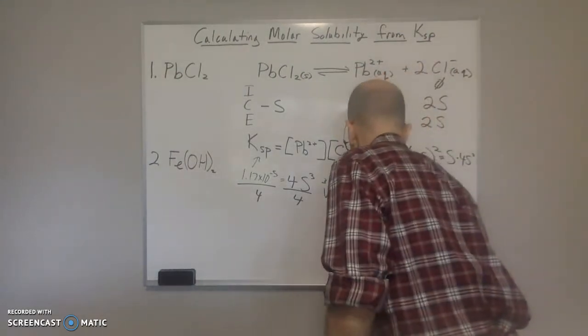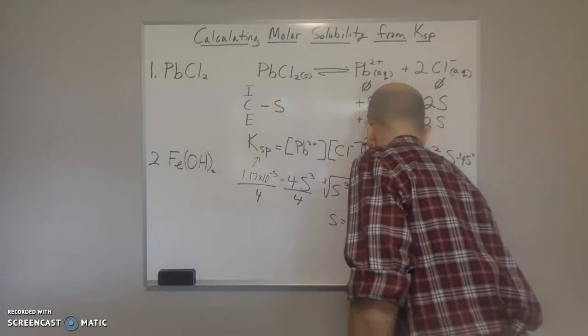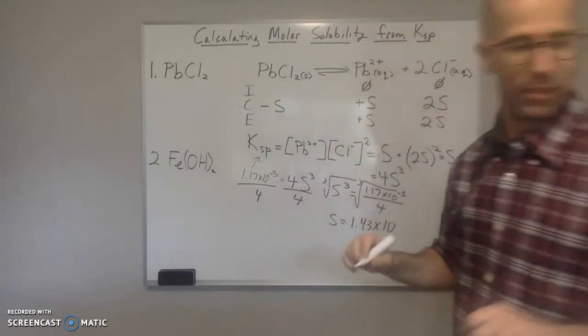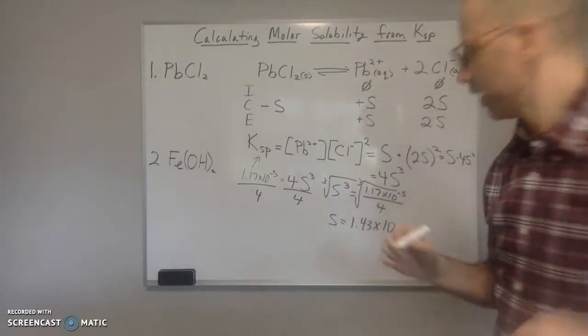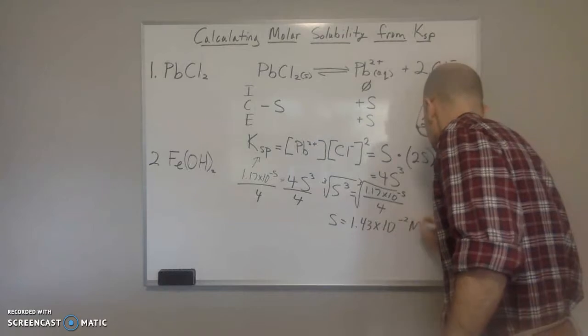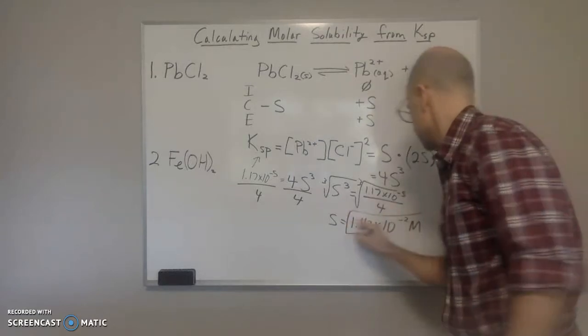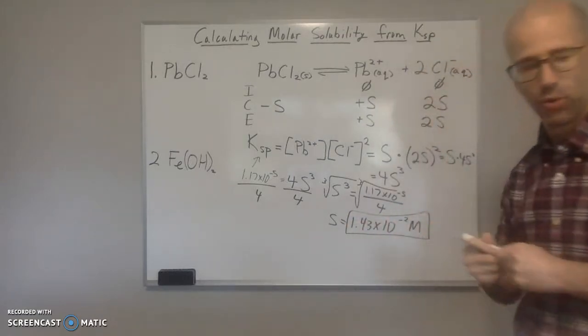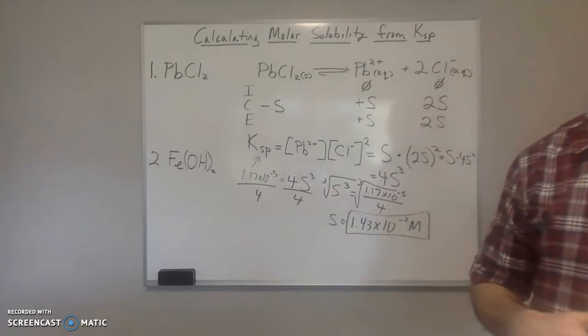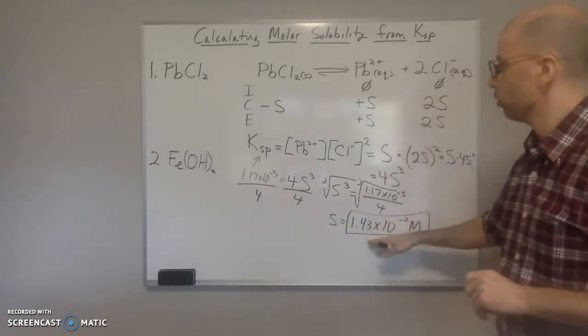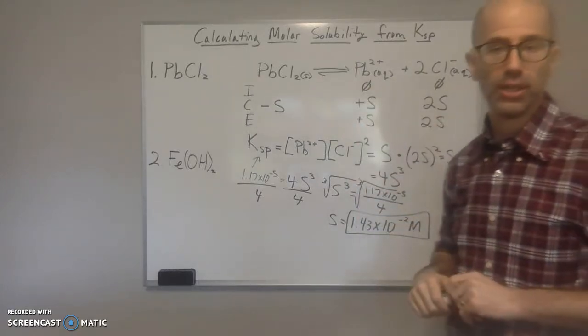1.43 times 10 to the negative 2 molar. So that's the amount that's going to dissolve in water for this salt here.